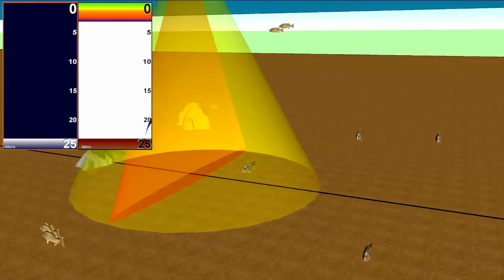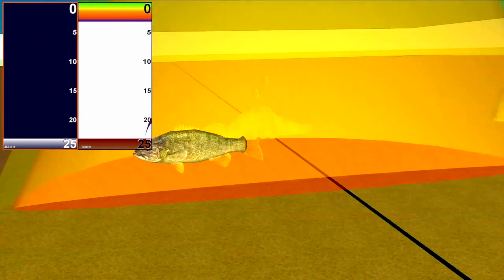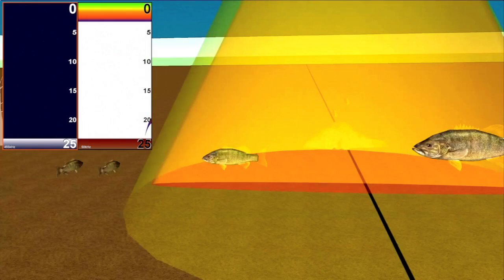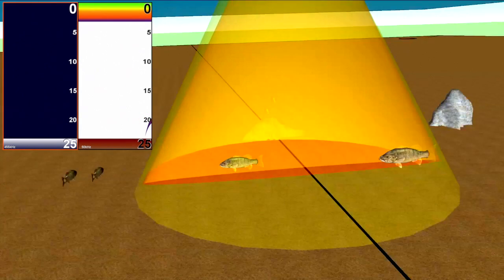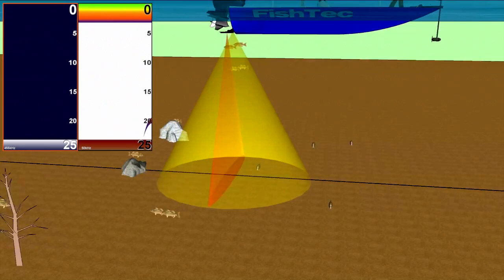The first point of interest is this fish just entering the 50 kilohertz wide cone here. You'll see him just starting to appear on the sonar on the right hand side on your 2D sonar, but you won't see him in the downscan yet because he hasn't actually entered that beam yet.